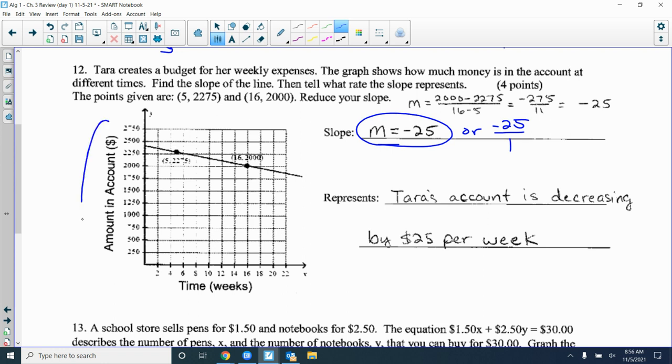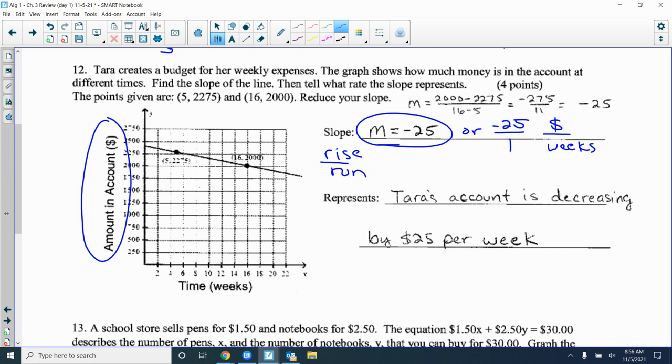Whatever's on the y-axis, because remember, slope is rise over run, that's going to be money. And whatever's on the x-axis, that's going to be on the bottom. It's time in what? Weeks. So since it's negative $25, it means her account is decreasing by $25 per week. So you have to incorporate the number for the slope.